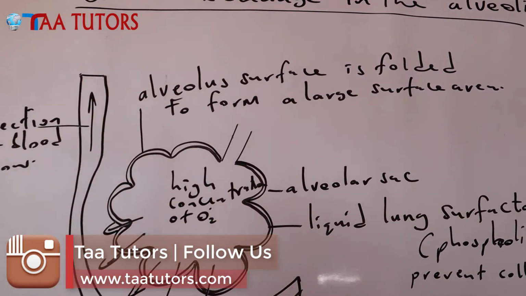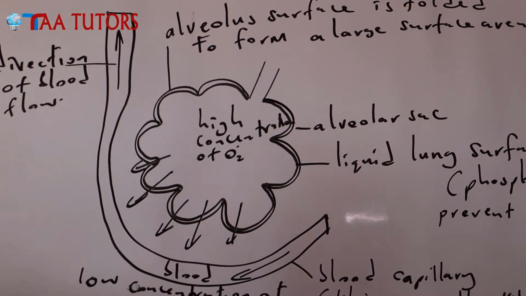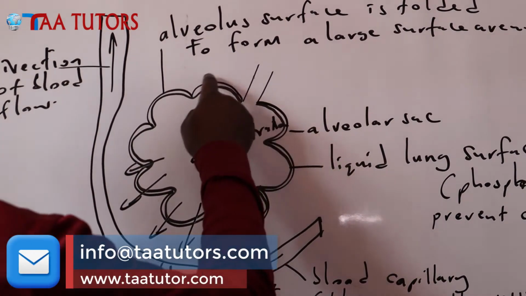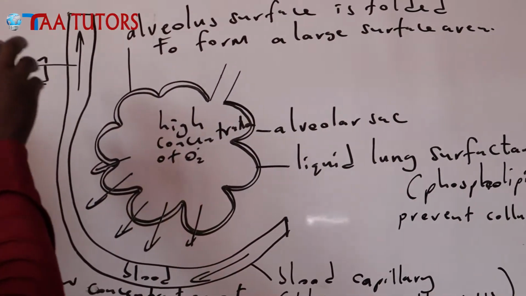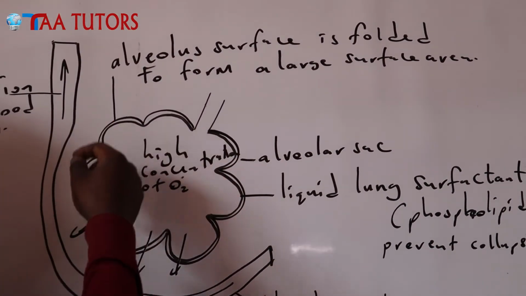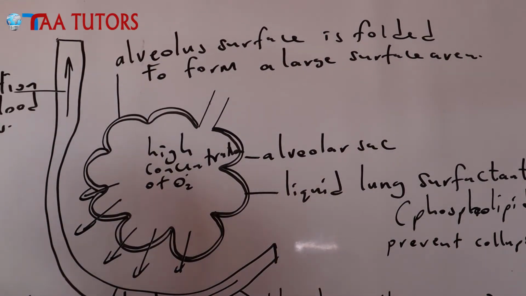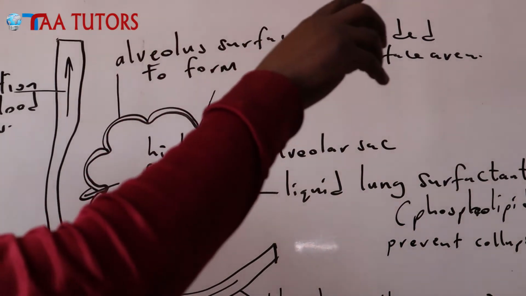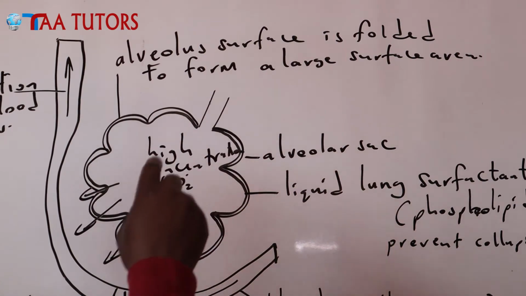Now I want you to note how the alveoli look. Alveoli here, these are the air sacs. First of all, you can see that the alveoli have some folding. This folding is to make sure that we achieve a large surface area, which is one of the efficient features of gas exchange surfaces. This is to make sure that the surfaces are large enough so that we can get in the gases.